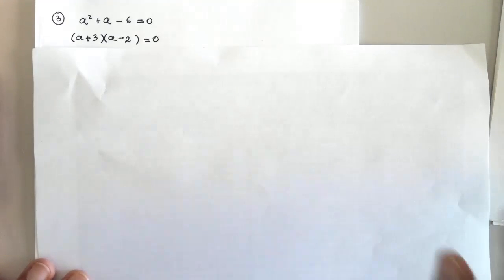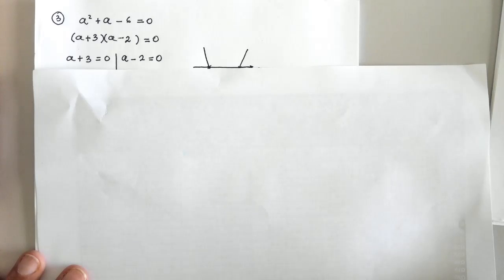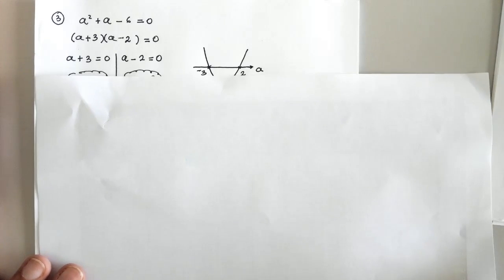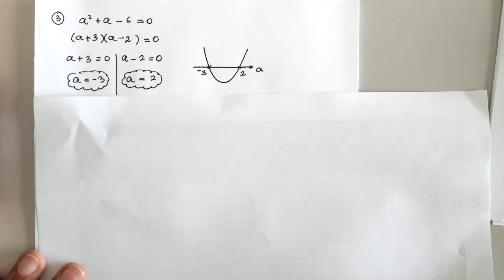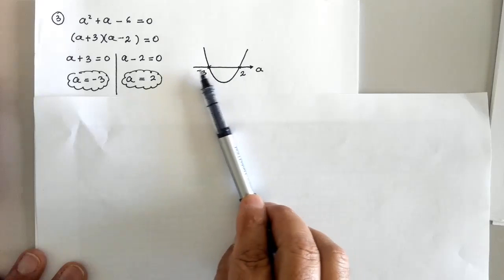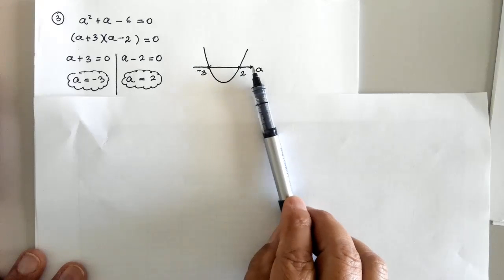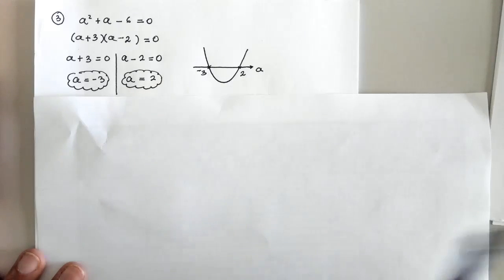So then we separate them. We're going to have a plus 3 equals 0, and a minus 2 is equal to 0. And then you find the solution. So it's a equal -3 and a equal +2. And the picture is on your right. So again, you can see in here we have a parabola that crosses these axes at 2 points, and the points are exactly the solutions coming from your equation. So it's -3 and +2.